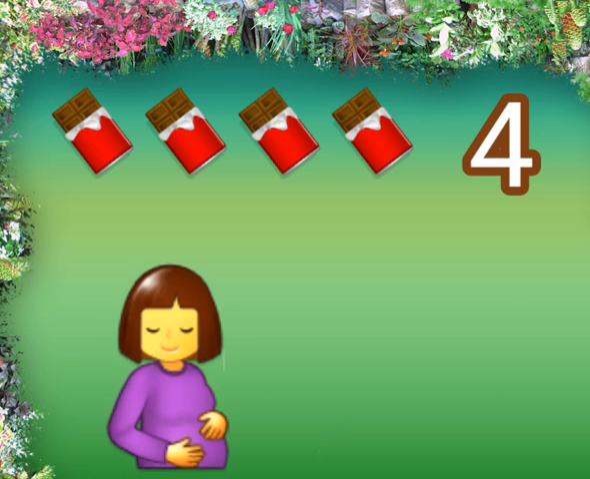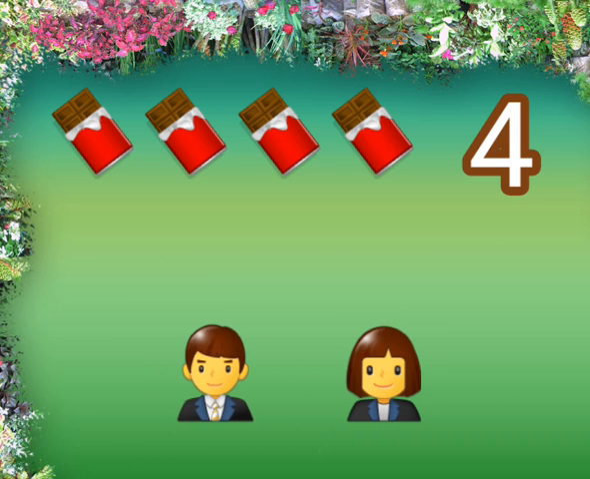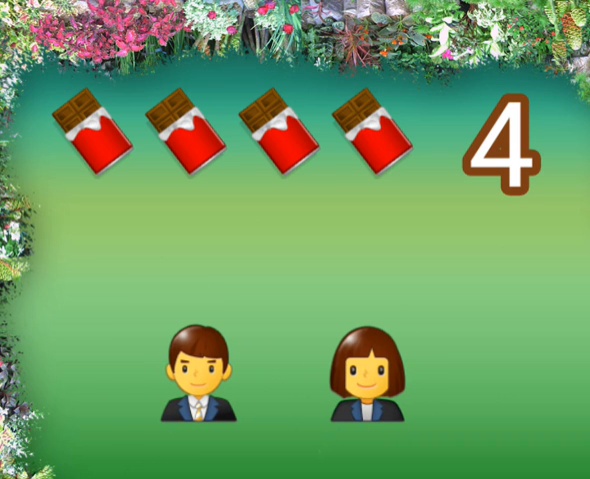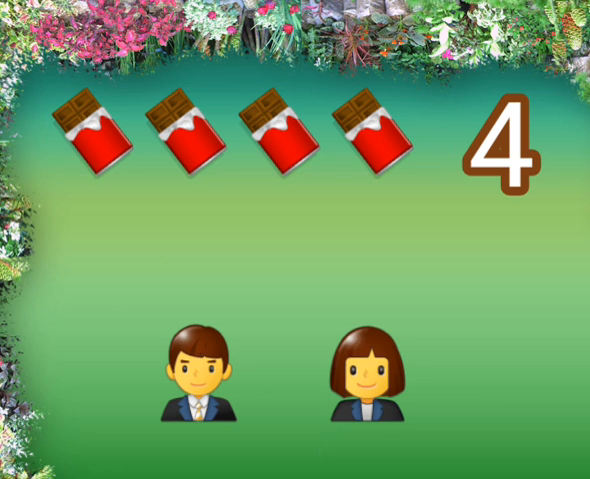Students, look at this picture. What are these? Yes, these are yummy chocolates. How many chocolates are there? Yes, 4 chocolates. Ramu's mother bought these 4 chocolates. These chocolates have to be divided between Ramu and his sister. So, mother has to give an equal number of chocolates to each. 4 chocolates have to be divided equally among these 2 kids.